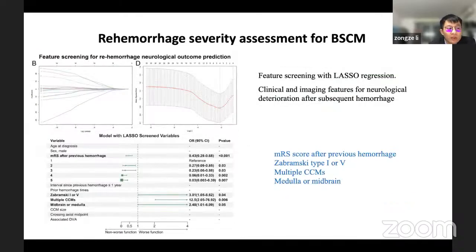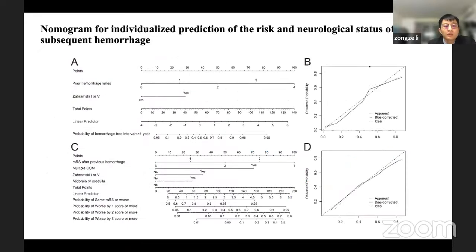This is another lasso regression to determine the high risk factors of neurological deterioration. For each patient, the probability of rehemorrhage within 1 year can be estimated using a nomogram based on prior hemorrhage times and Zabramski 1 or 5. In addition, the risk of neurological outcomes can be evaluated by the previous MR score, whether the lesions are multiple, and the medullary or midbrain location. The calibration curve of the nomogram showed good discrimination, with an accuracy of 80% for predicting the hemorrhage and 71% for predicting the neurological status after rehemorrhage.